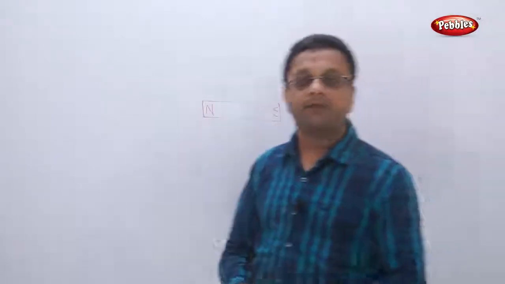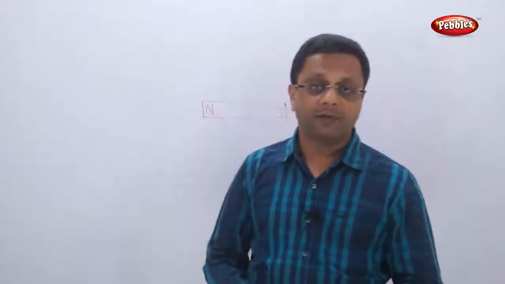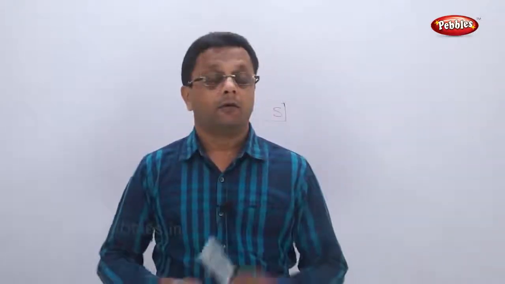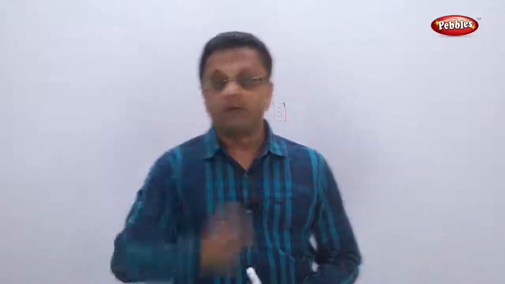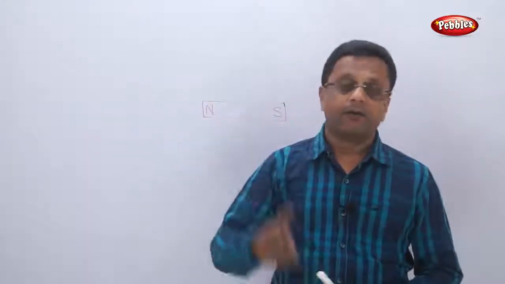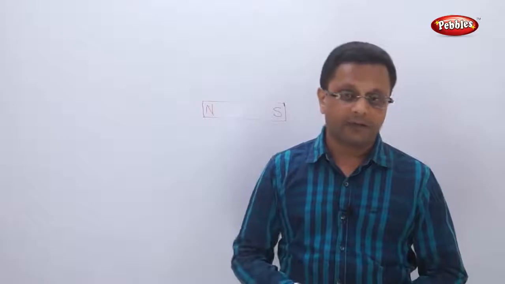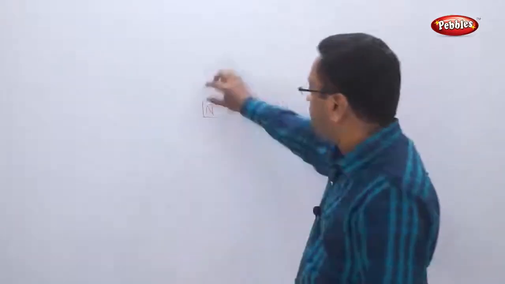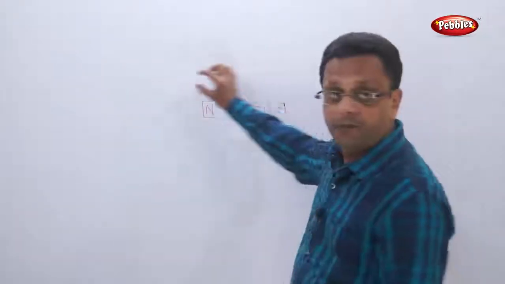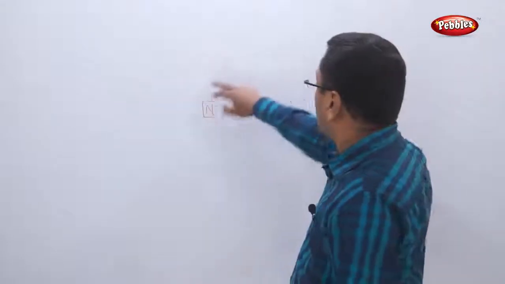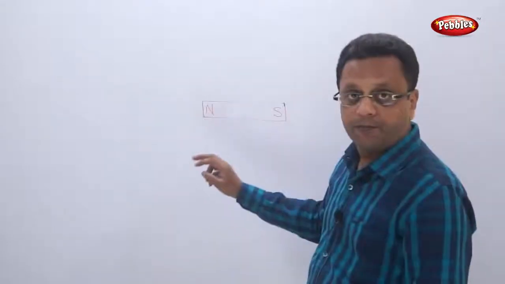Then I will take a compass. You know what the compass means. There is a magnetic needle. The north pole is shown there with the red mark, and this will always show you the north direction. Now I will put this compass at several places here, starting from the north pole and going to the south pole.